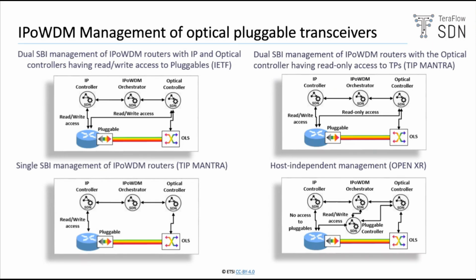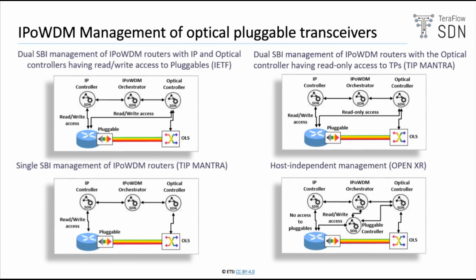And as academics, we are looking at what industry is proposing, and there are four different ways of doing this, not just two of them. The first one is proposed by ATF, and it talks about dual southbound interface management of the IP-over-DWDM routers, with IP and optical controllers having read and write access to the pluggables, meaning that everyone can modify the configuration of the pluggables, either from the IP layer or the optical layer. This has some benefits and problems that I will describe later.